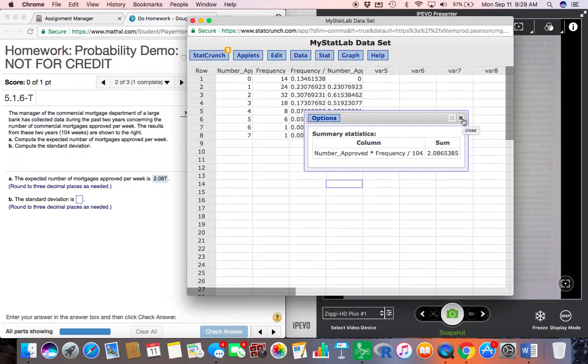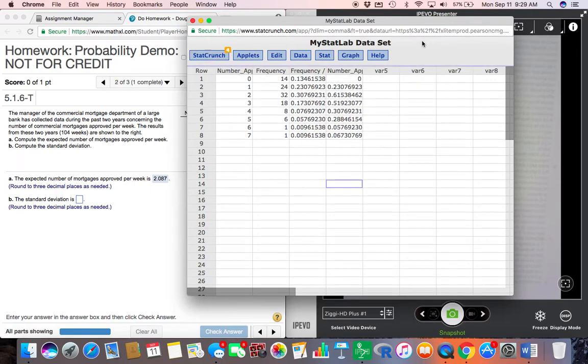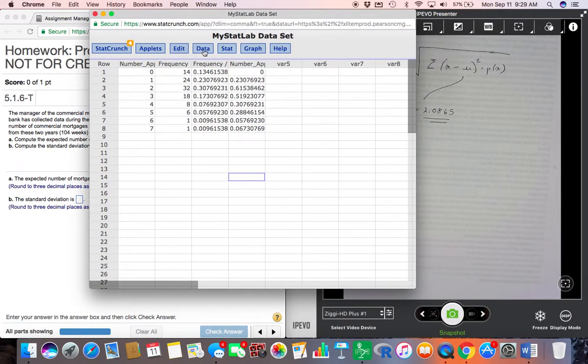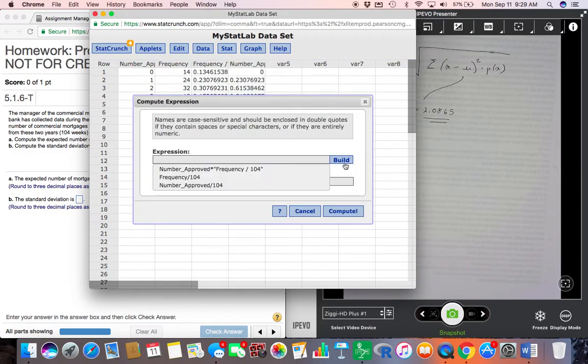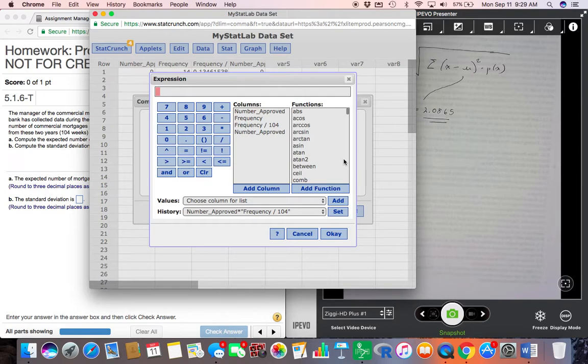So we know the mean is 2.0865, I'm going to call it. So the first thing I can do is create a value of these, and I'll sum them up. So I'll show you how to do that. I'm going to go to Data, go to Compute, go to Expression, and build a new expression. So I'm going to start out with the value of x, which is the number approved, and I'm going to have minus the mean, which is 2.0865, and I want to square that, so I have quantity squared.